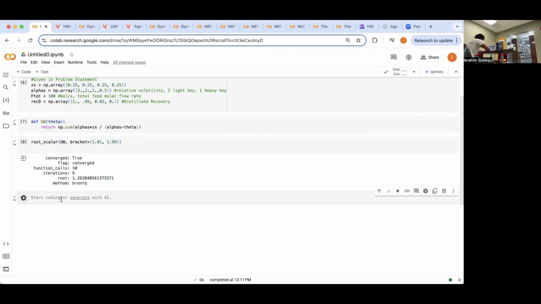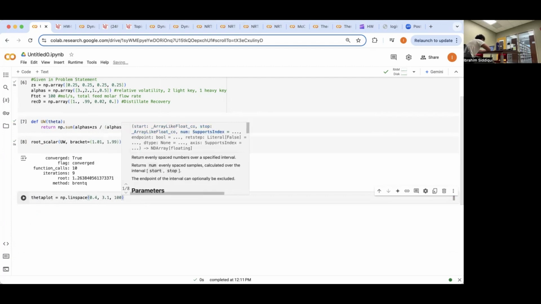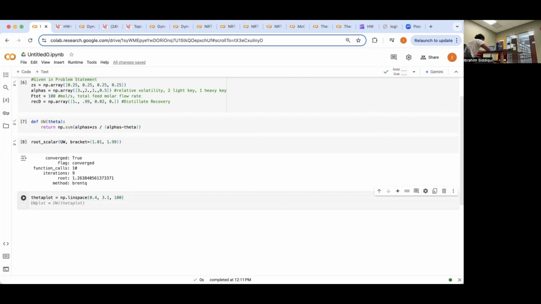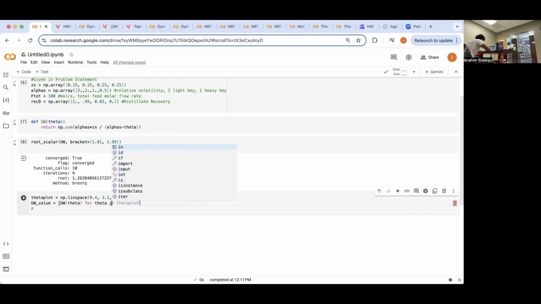Okay. So let's start by defining what we have known as theta_plot, and this is going to be equal to our np.linspace of 0.4, 3.1, and for 100 time steps. Okay. So we're also going to want to define an Underwood value equation essentially. So that's going to be underwood_value equal to a bracket right here. It's going to be applied to our Underwood theta for theta_plot. Okay. All right, perfect.